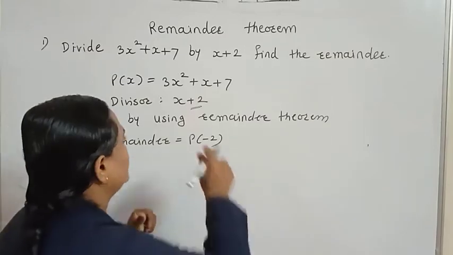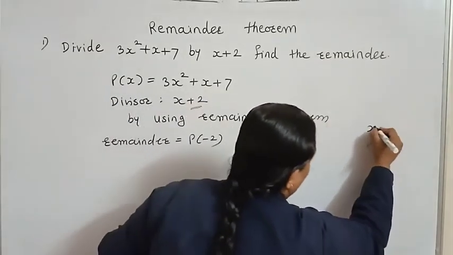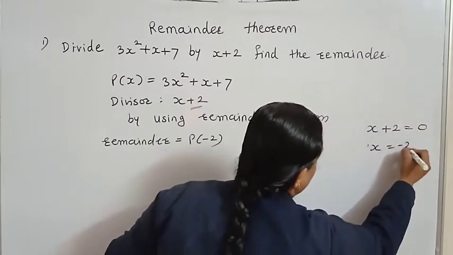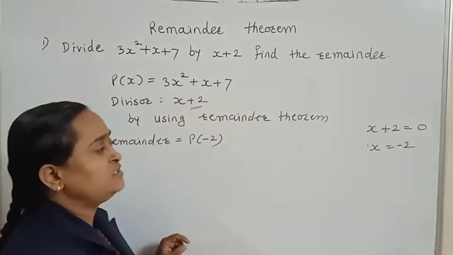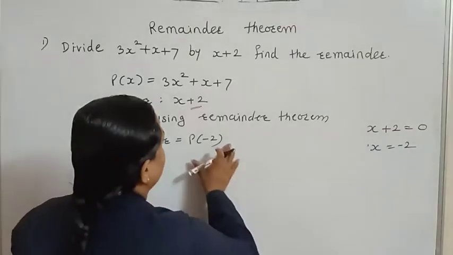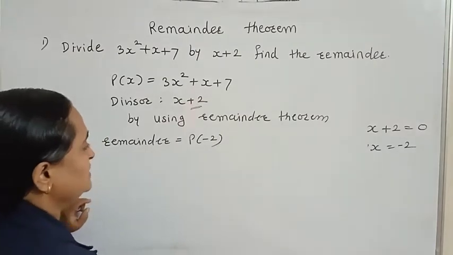Again, one thing you can do while solving this, you can find the value like this. x plus 2 is equal to 0. Then x is equal to minus 2. In this way you will get the value x is equal to minus 2. Then here p of minus 2 is the remainder.